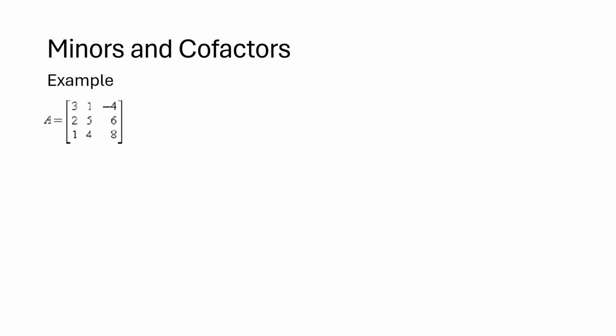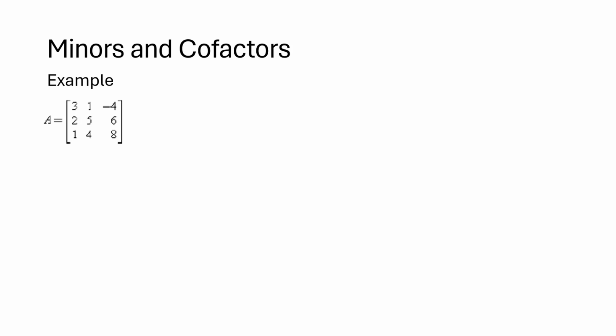For example, we have finding minors and cofactors. Let's say that our matrix A has rows 3, 1, -4; 2, 5, 6; 1, 4, 8. Now take note that we have followed the standard convention of using capital letters to denote minors and cofactors, even though they are numbers and not matrices.